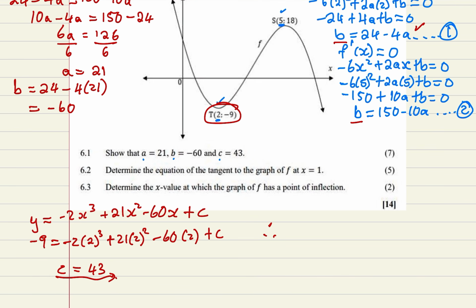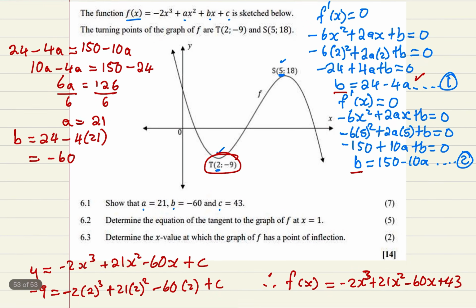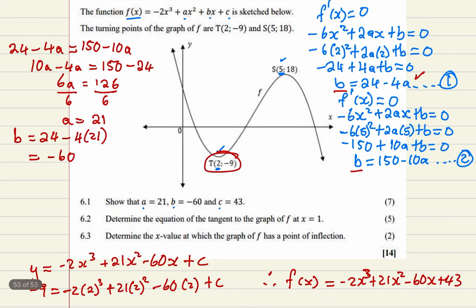So therefore our f of x here is given by negative 2x cubed plus 21x squared minus 60x plus 43. That is how we find it, 7 marks. I know people think it's a lot of work, but it's something that is doable. The first derivative is equated to 0. Do not substitute the y value of the turning point.